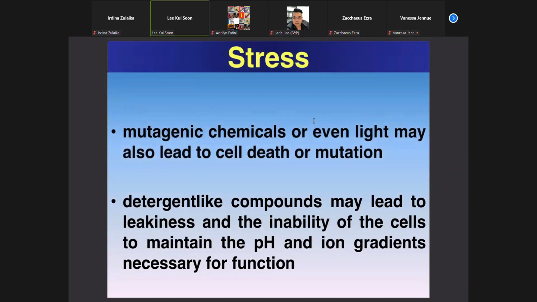Another one is mutagenic chemicals, or even light, which may also lead to cell death or mutation. Okay, or detergent-like compounds such as Tween 80 may also lead to leakage, affecting the ability of the cell to maintain the pH and also the ion gradients necessary for function, especially when there is leakage at the membrane bilayer. So all the chemicals in the internal compartment will leak out. Okay, this will very much affect the physiological process of the cell itself.